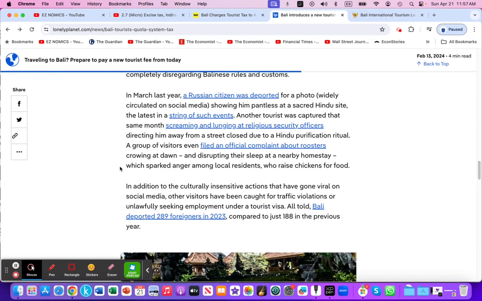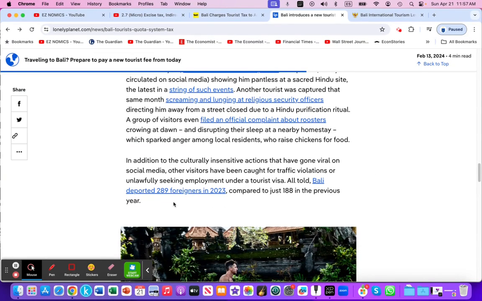March of last year, some negative consumption behaviors from these tourists, the over-tourism. A Russian citizen was deported for a photo showing him pantless at a sacred Hindu site. Tourists have been captured in the same month screaming and lunging at religious security officers. And so that creates a lot of negative consumption that locals as a third party are being negatively impacted by. In addition, it says that Bali deported 289 foreigners in 2023, perhaps due to behavior and other issues.